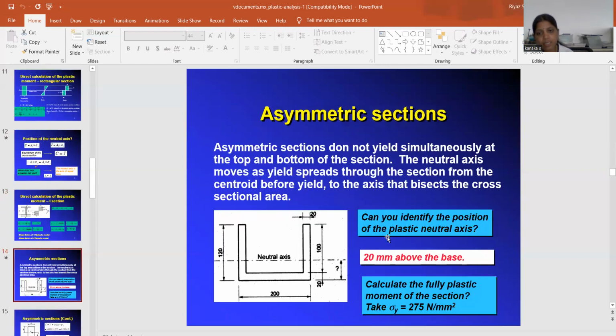So next one is the asymmetric section. Asymmetric sections do not yield simultaneously at the top and the bottom of the section. The neutral axis moves as yield spreads through the section, from the centroid before yield to the axis that bisects the cross-section area. Can you identify the position of the plastic neutral axis? That is 20 mm above the base. Calculate the fully plastic moment of the section. Take sigma y equal to 275 Newton per mm square.